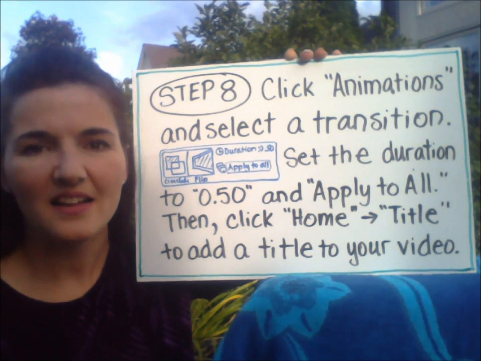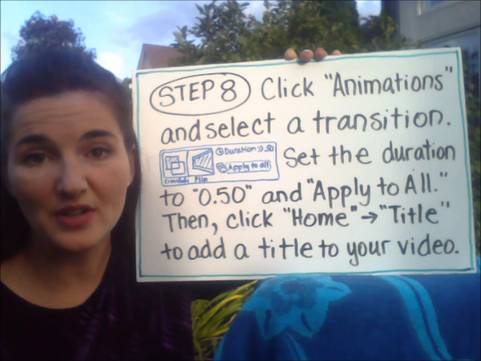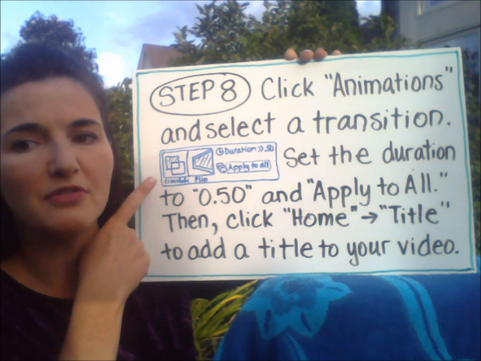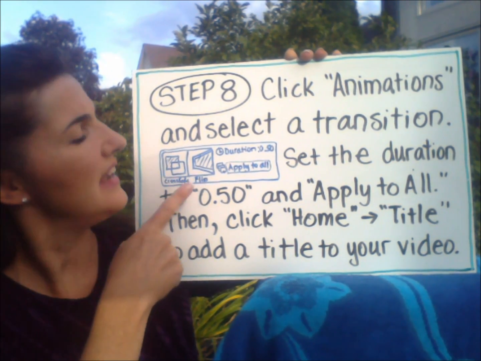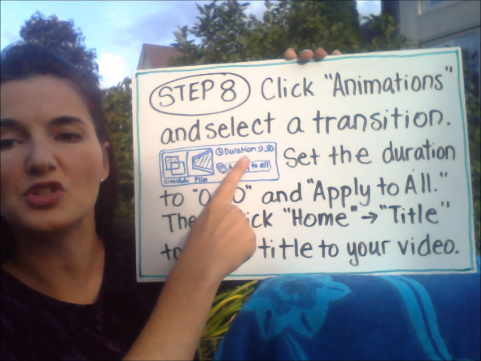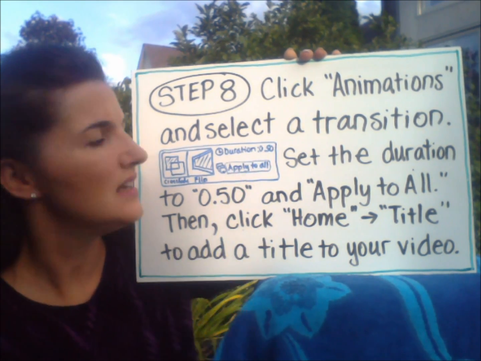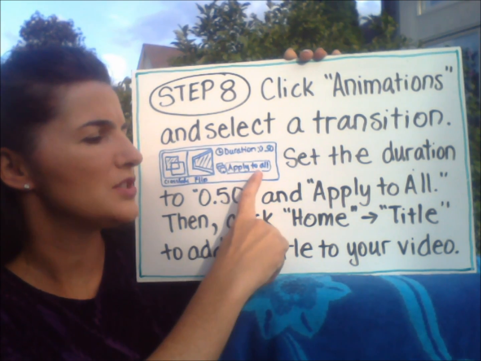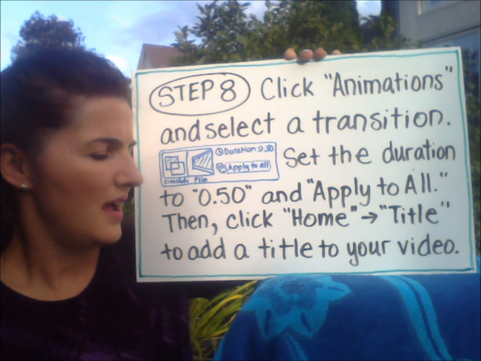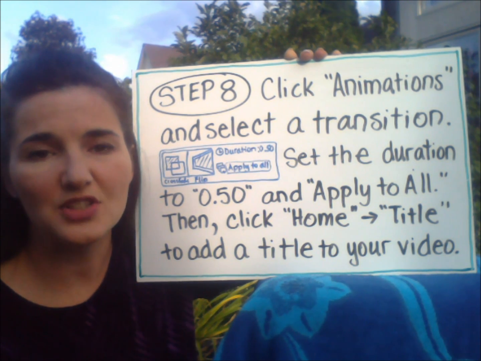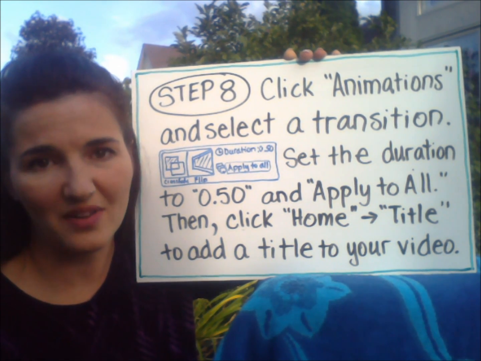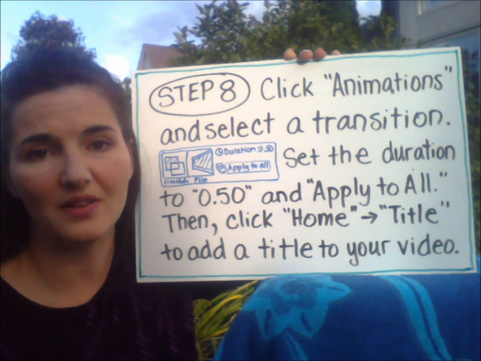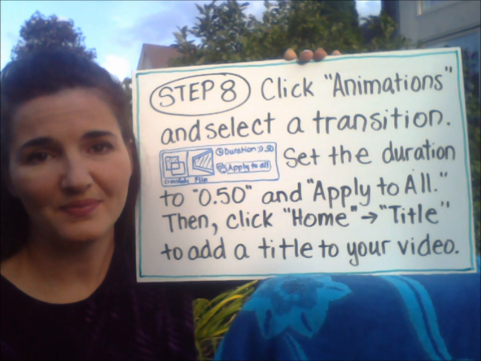Step 8, click animations and select a transition for your video. I prefer crossfade and flip. Next, you're going to set the duration to half a second, which is 0.50, and click apply to all. It's right there. This will add a nice transition in between all of your individual video clips, and it'll give it a professional feel without very much effort.